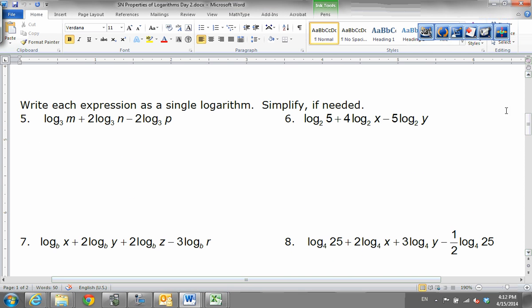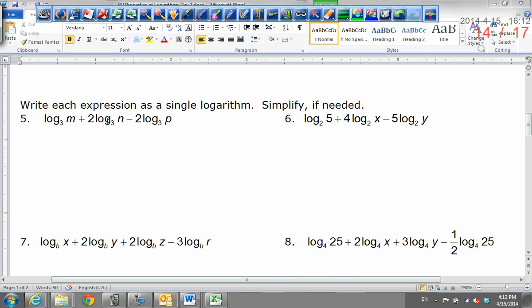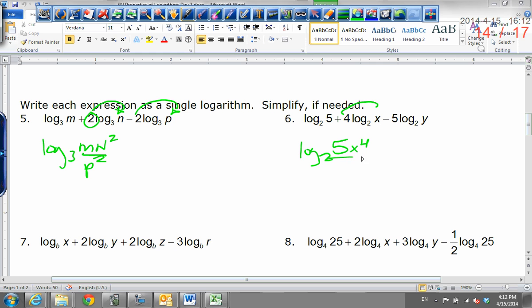Then reducing or simplifying, we're just going to be writing log 1 time. So log base 3, and then I'm jumbling all this together. So I got m, and then the 2 goes there for the n, so n squared. Then minus means division, and then the 2 goes to the p, so p squared. Alright, so we're just writing log 1 time. So this one's going to be 5, and then the 4 goes there, x to the fourth, over y to the fifth. Number 7, got log base b of x, y squared, z squared, all over r cubed.